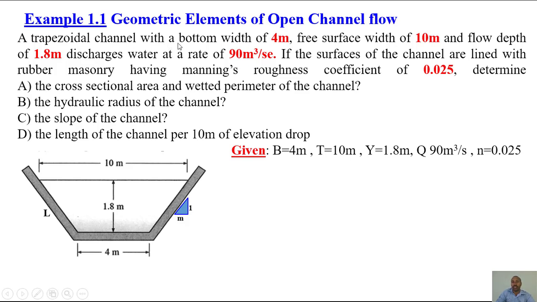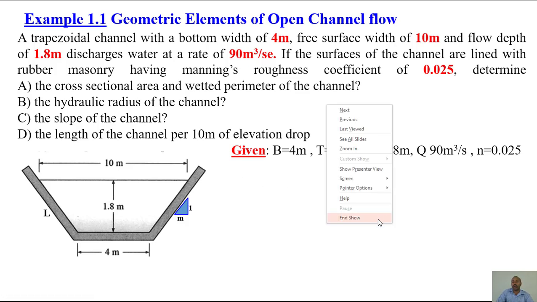A trapezoidal channel with bottom dimension of 4 meter, free surface width of 10 meter, and flow depth of 1.8 meter, discharges water at a rate of 90 meter cube per second. If the surface of the channel is lined with rubble masonry having Manning roughness coefficient of 0.025, determine the cross-sectional area and wetted perimeter of the channel, the hydraulic radius of the channel, and also the slope of the channel, and the length of the channel per 10 meter of elevation drop.